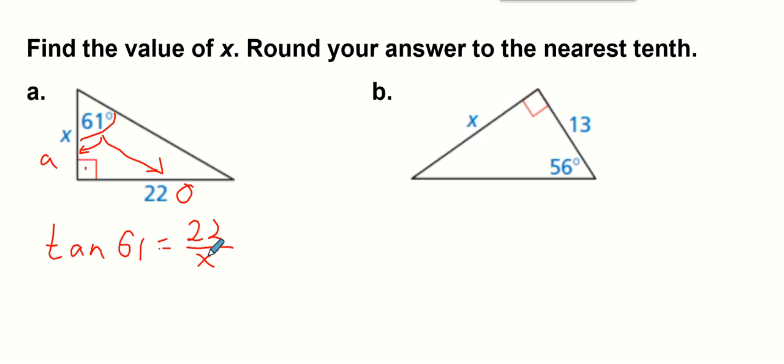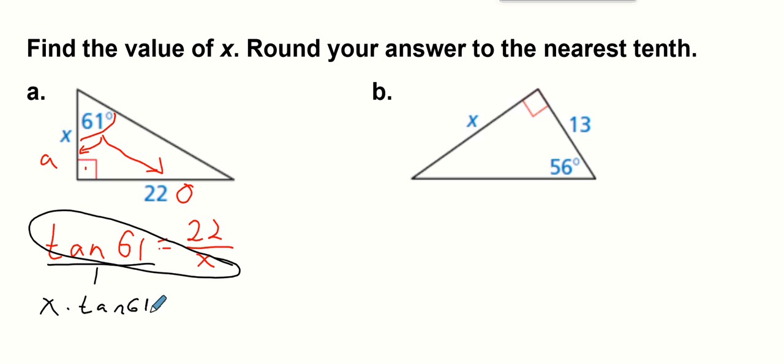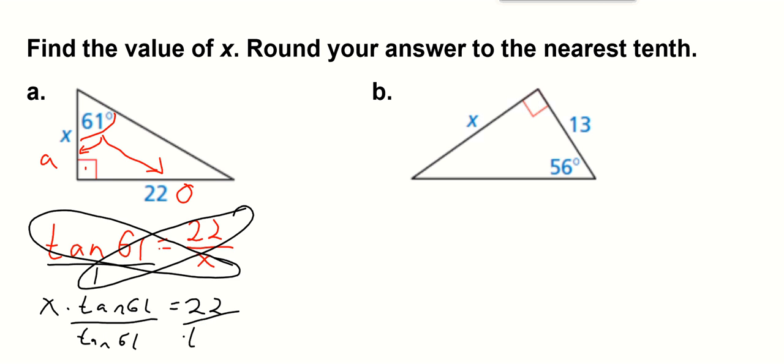over our adjacent side. Now, as I solve this, I'm going to put this over 1. It doesn't change any value when you divide it by 1. And then when I do my cross products, I get x times tangent of 61 equals 22, divided by tangent of 61 on both sides. As I type that into my calculator, I get a value, and we want to round to the nearest tenth. So I get x is equal to 12.2. Okay, it was 12.19, so nearest tenth, I'm just going to round it up to 12.2.